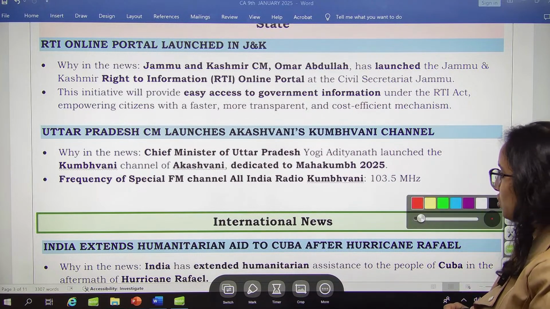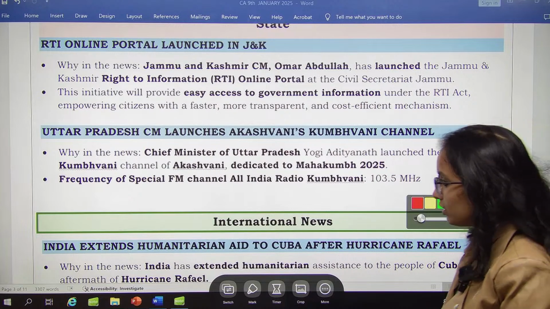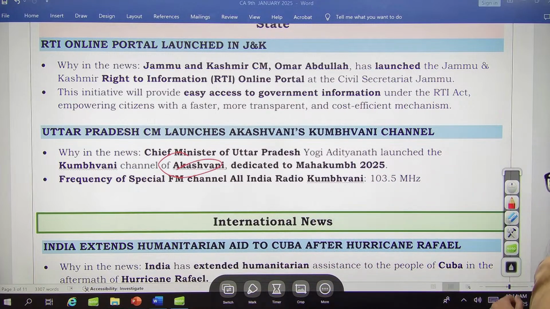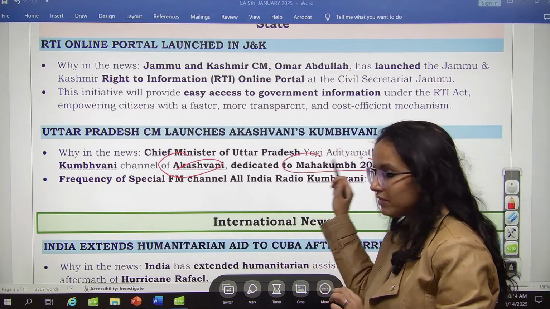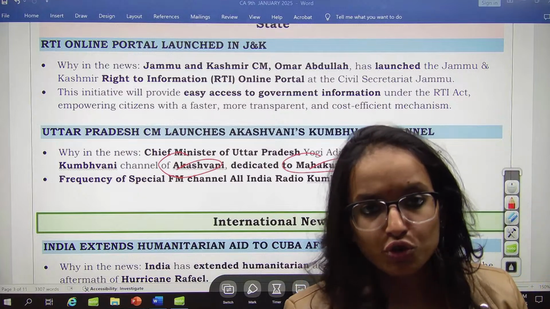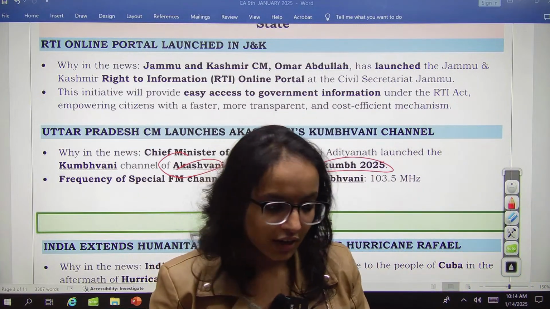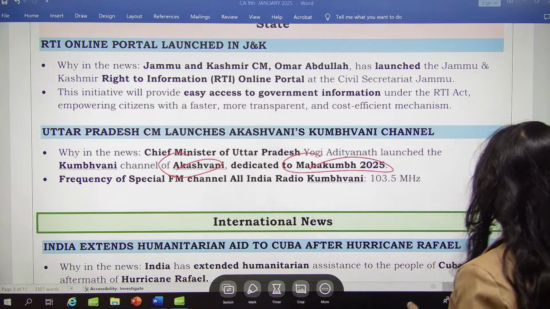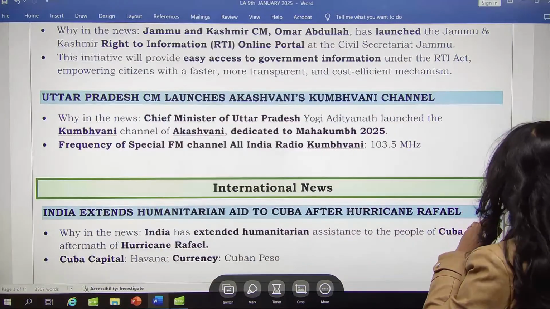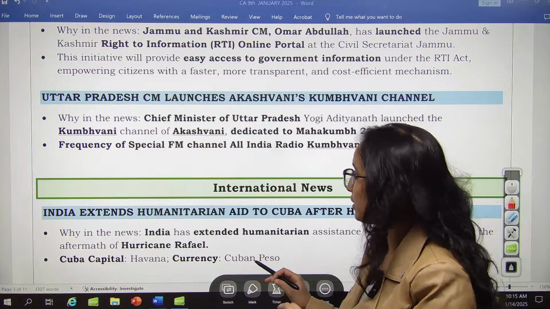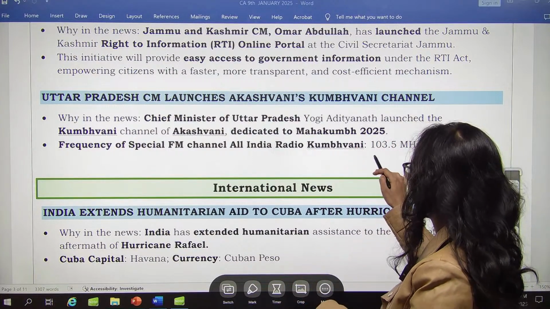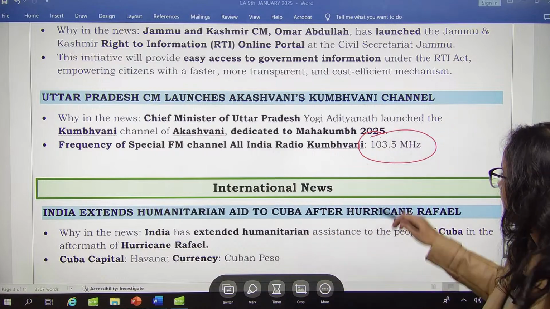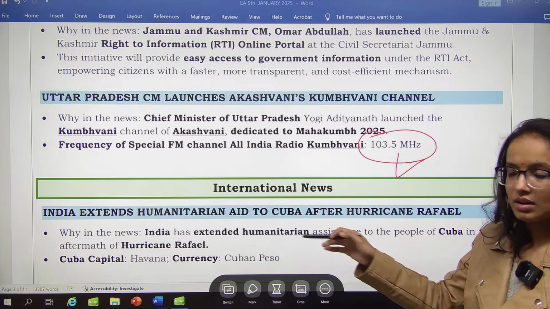Then Uttar Pradesh Chief Minister has launched Kumbhwani channel of Akashvani. Akashvani का Kumbhwani channel they have issued, which is particularly dedicated to all the events occurring in the Mahakumbh 2025. So Mahakumbh has started at Prayagraj, right? So you can get news and information about the Mahakumbh on this channel, which is at FM. So इसकी जो radio frequency होगी 103.5 megahertz पे. This is the frequency on which you will get Kumbhwani at Akashvani.